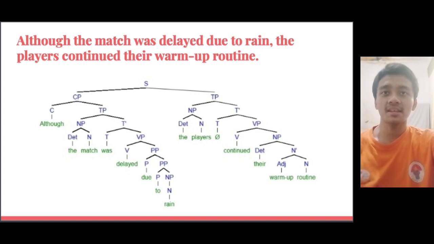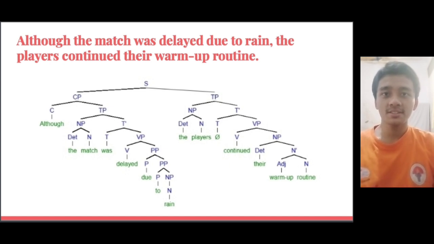The main clause of the sentence. Noun phrase, the players, the subject of the main clause. Determiner, the, specifies the noun players. Noun, players, the head noun of this noun phrase. T-bar, an intermediate level in a tense phrase. And the tense is null tense, which indicates the past tense in this context, often represented implicitly.